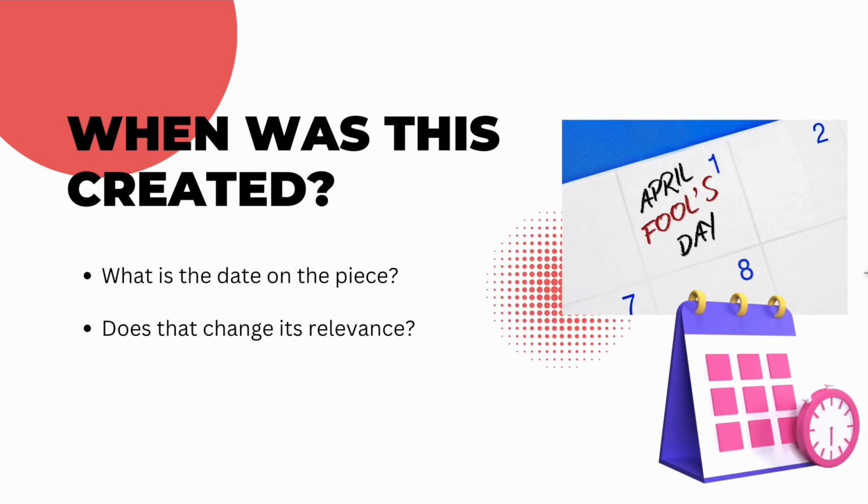It's very important to note when something was created. What is the date on the piece? Does that date change its relevance? For example, if you're reading a very outlandish article and you notice the date it was published was April 1st, there's a good chance that this is a hoax.